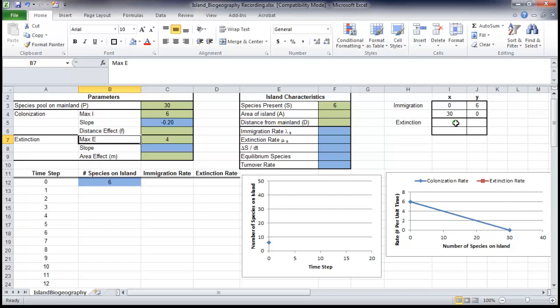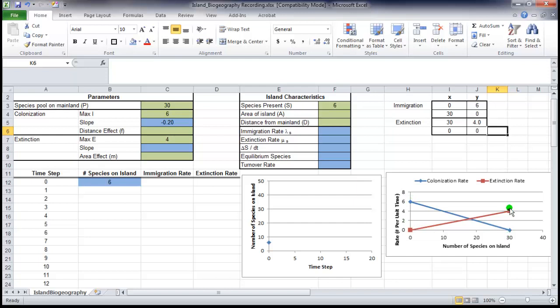For extinction, our first point is going to be the species pool, and our second point will be equal to cell C7. And as Jed said, the next point that anchors the red line is the 0, 0 origin. We'll just go ahead and put 0 and 0 for that point. And now we have our extinction and colonization rates.